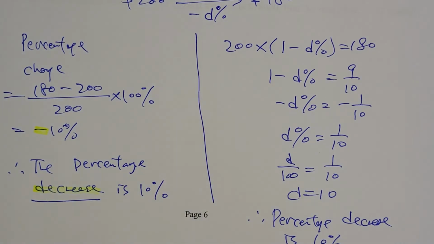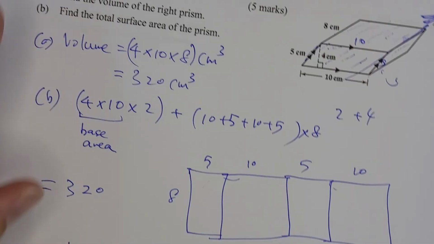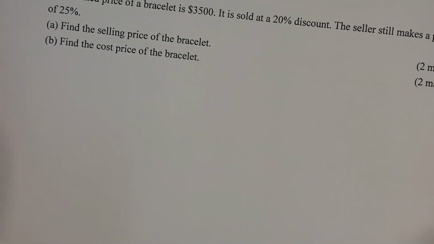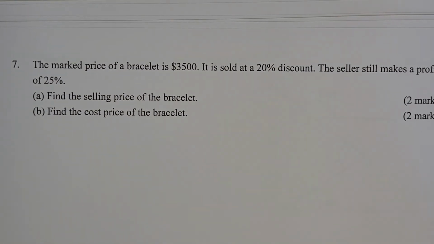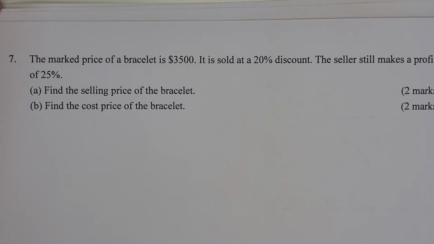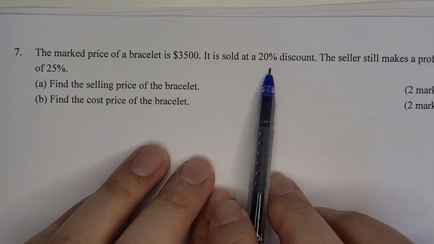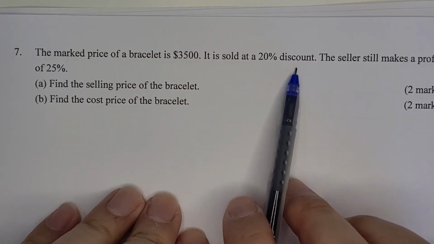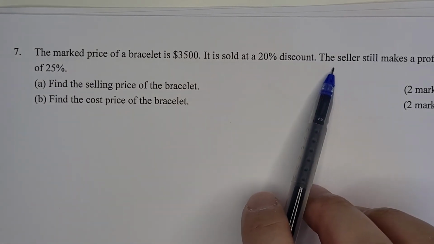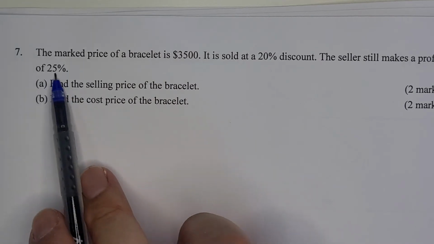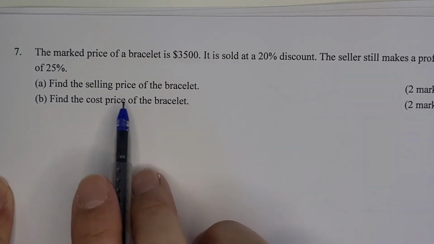So let's move to question number 7. The mark price of a bracelet is 3,500. It is sold at a discount of 20%, which in Chinese means 8折. The seller still makes a profit of 25%. Part A, find the selling price.